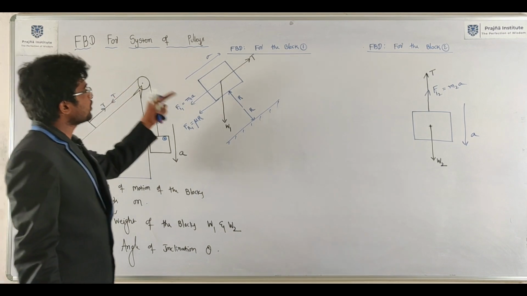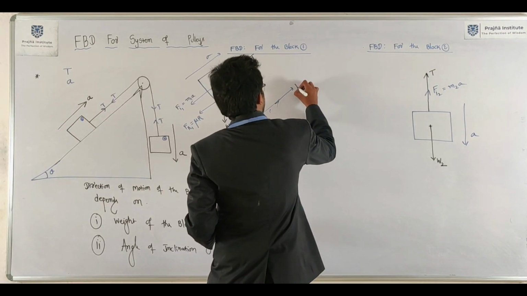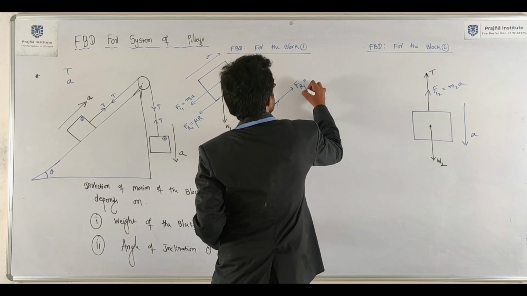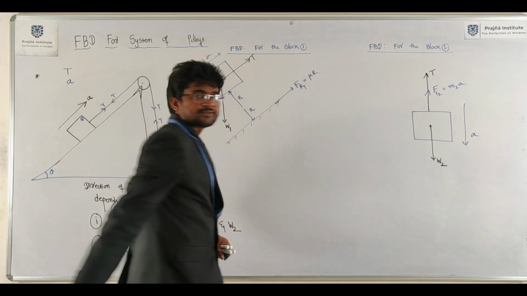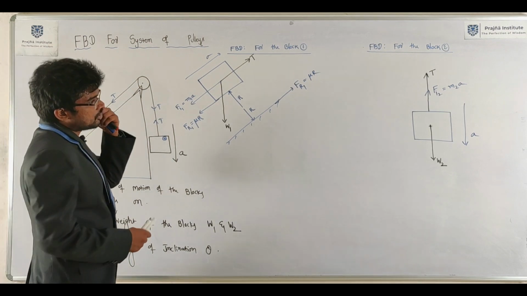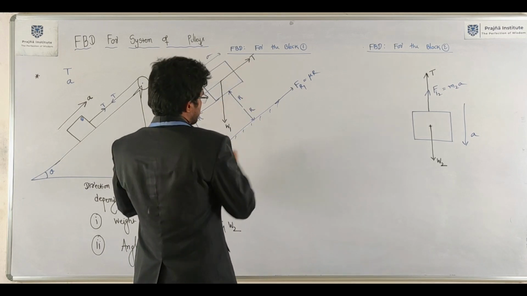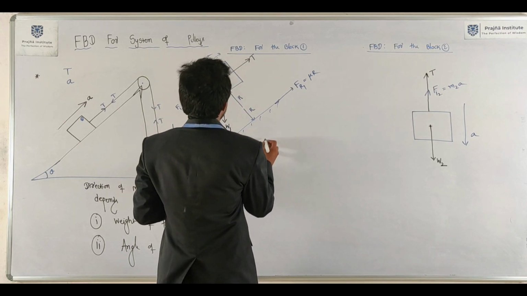I incorporated tension and reaction. This is Fr equivalent to mu into R, that is related to friction. I think I have incorporated everything now. Here there is no frictional resistance. Here just apply equilibrium equations.